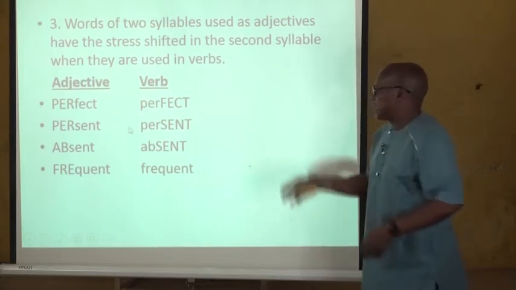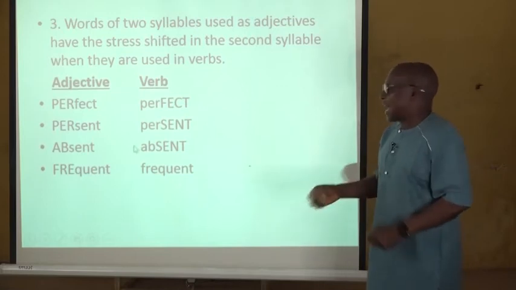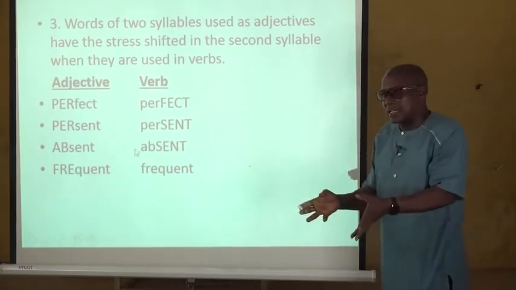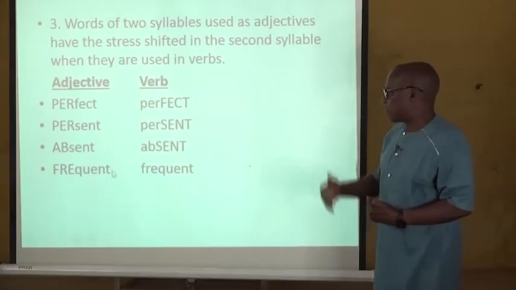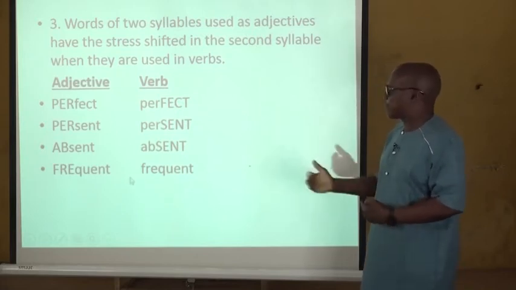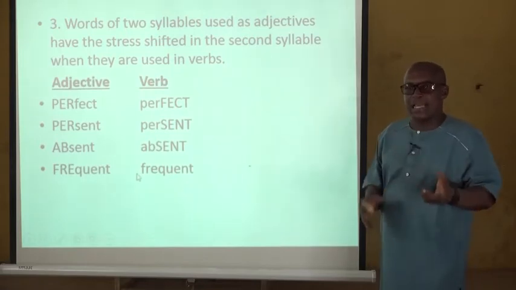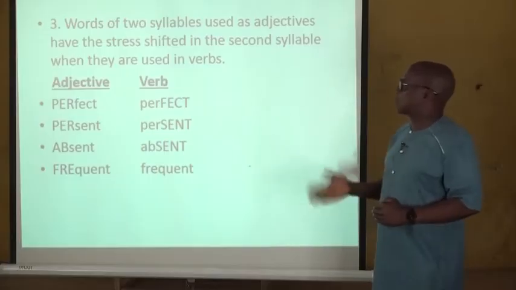Percent this. Absent. This is absent, an adjective. He was absent. It qualifies the action he took. But this is absent. Please absent this situation. Then frequent. Frequent. So a word can be used as a verb, just like a noun and a verb. As a noun, the stress is on the first syllable, while as a verb, it moves to the second syllable.